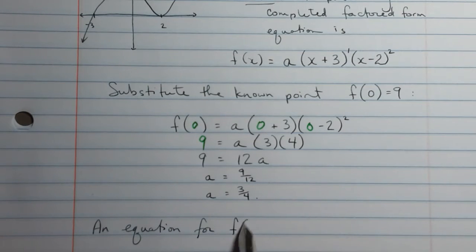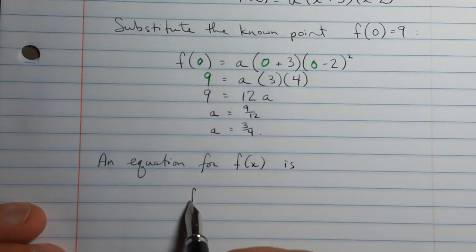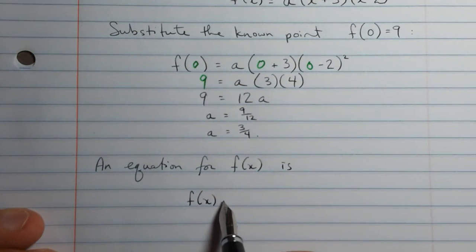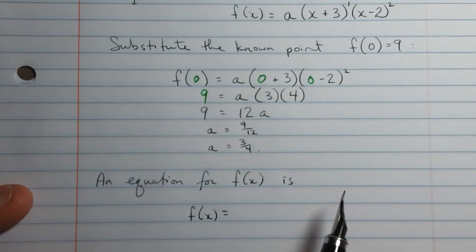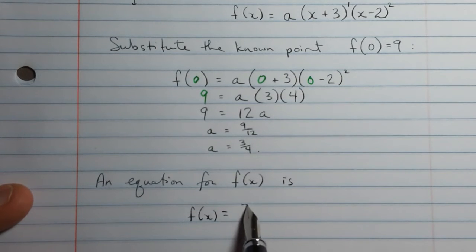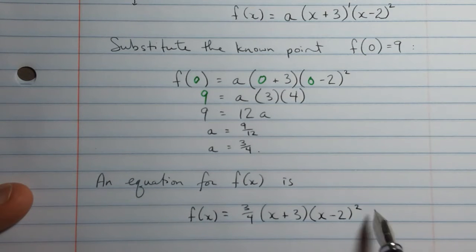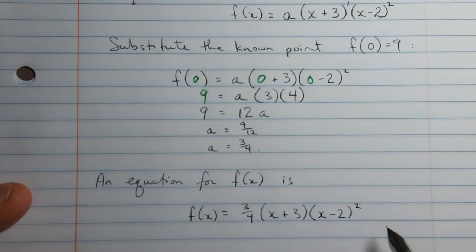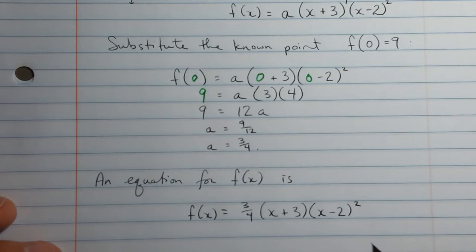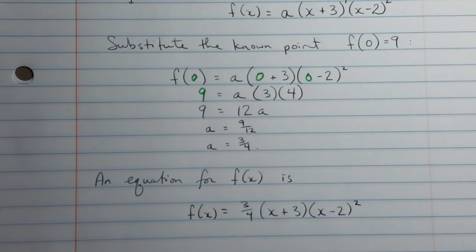An equation for f of x is f of x equals, sorry, let me make it so you can see the original one. Instead of a, I'll now write 3/4, and then we have x plus 3 to the exponent 1, which I will leave off now, and x minus 2 to the exponent 2. And that is our finished equation for the function f.